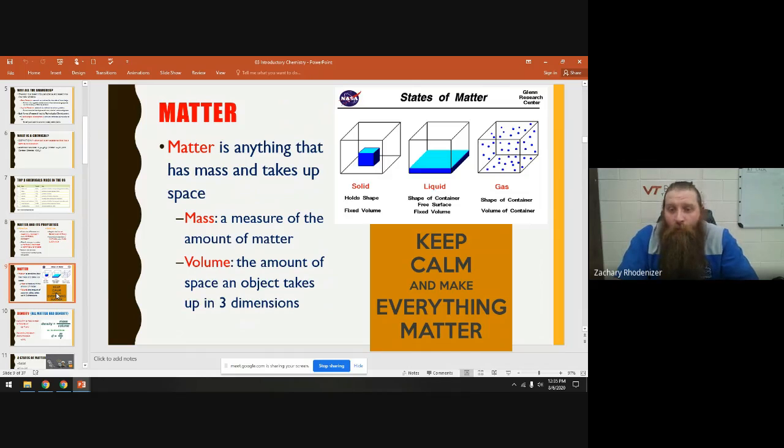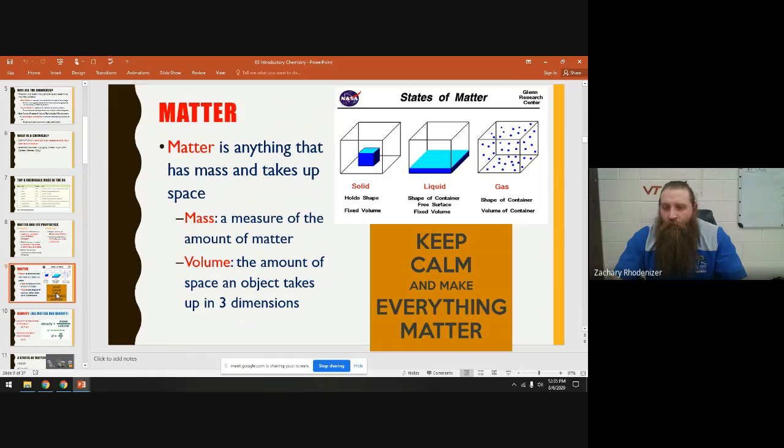I'm not going to come back later and find that it's all of a sudden taking up more space than it was before. A gas, on the other hand, it's going to take the shape of its container, which means its shape is not fixed, and it's going to take the volume of the container, which means its volume is not fixed. If you put gas in an ever-increasing container, it will continually expand.